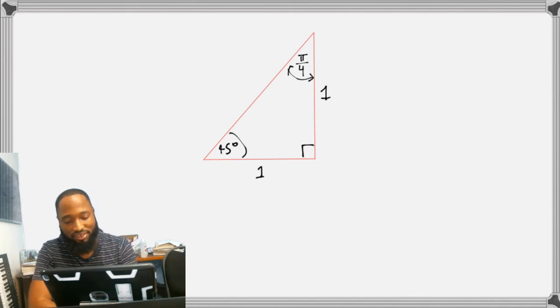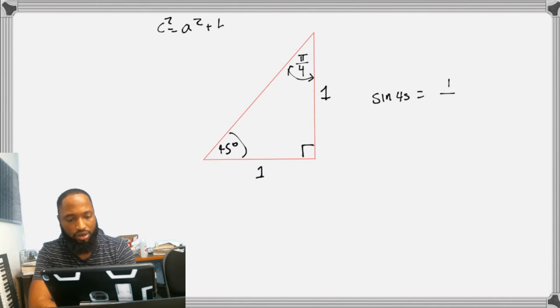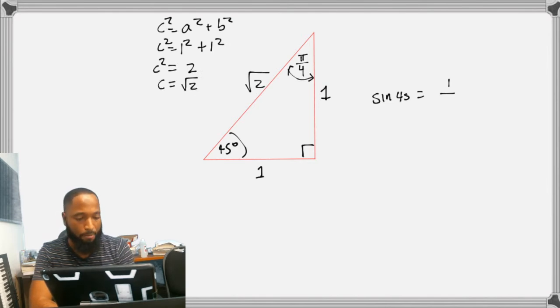And now we can very quickly get the sine of 45 is equal to 1 over... Hey, we still need to get the hypotenuse. C squared is equal to a squared plus b squared. So c squared is equal to 1 squared plus 1 squared, equal to 2. C is equal to the square root of 2. So the square root of 2 here. All right, so sine is 1 over the square root of 2. Cos of 45 is 1 over the square root of 2.